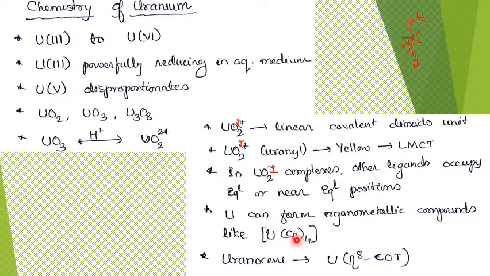And uranium can even give organometallic compounds. One such example has been given here. It can link itself with 4 cyclopentene rings to form this kind of compound. And there is one more very important complex, known as uranocene. Uranocene is just like ferrocene, but in ferrocene it is a 5-membered ring. Here it is an 8-membered ring, eta 8 cyclooctatetraene. COT stands for cyclooctatetraene. So that can form a sandwich compound of uranium, just like ferrocene, which is known as uranocene, right? Even thorium can form thorocene, but this uranocene is of much importance.